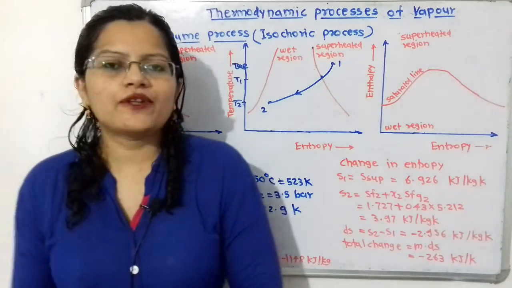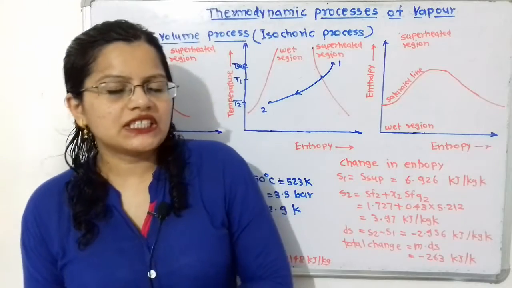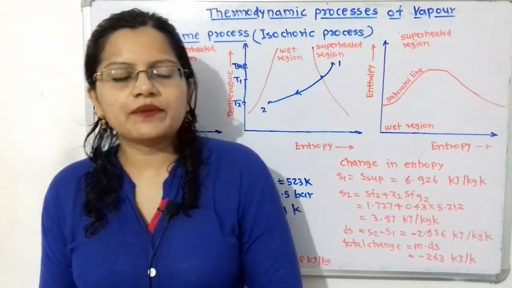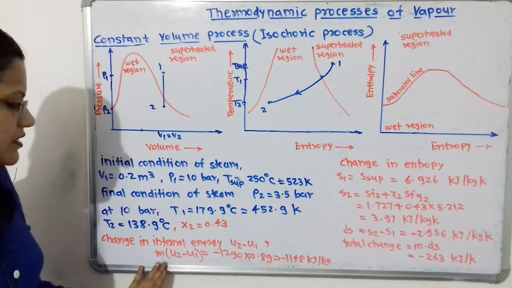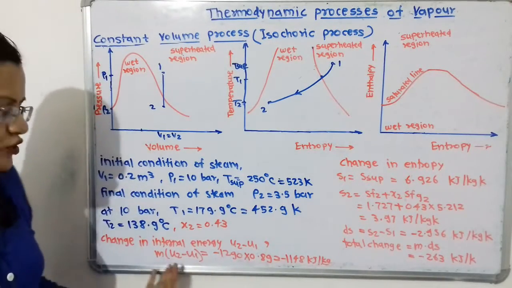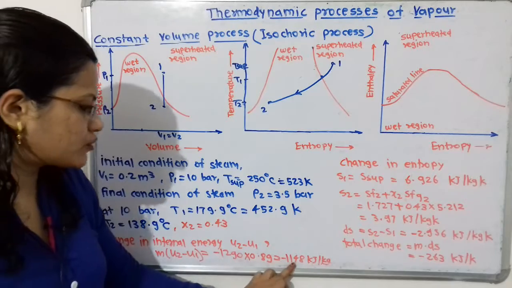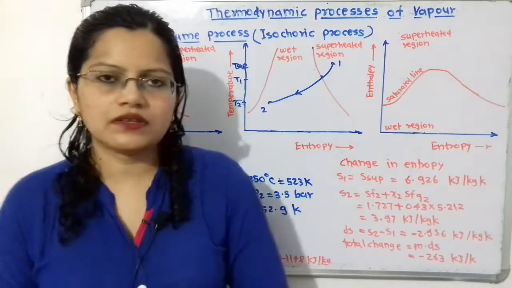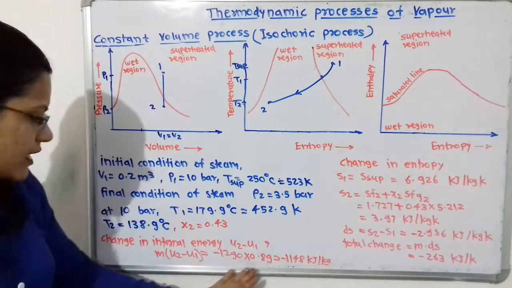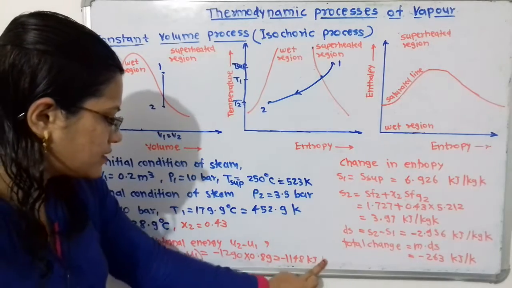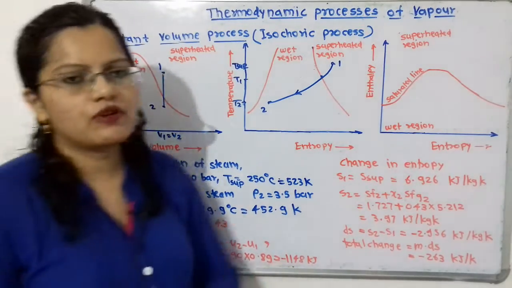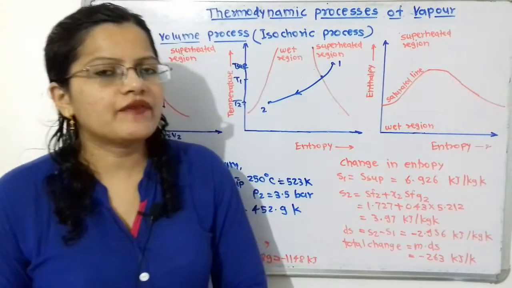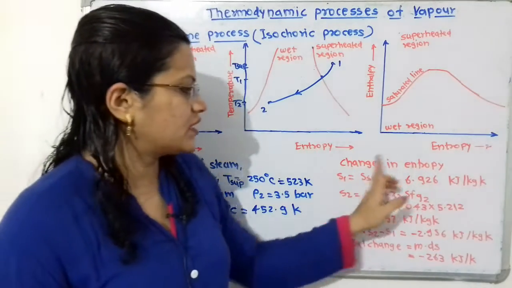Now we will move to the next question. Change in internal energy is nothing but the heat transfer, and it has the same answer, that is Q12 is equal to minus 1148 kilojoule. Here only kilojoule is there because we have multiplied with mass m. Now we will move to the next question, change in entropy.